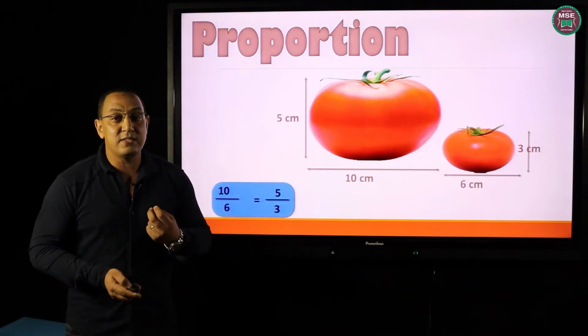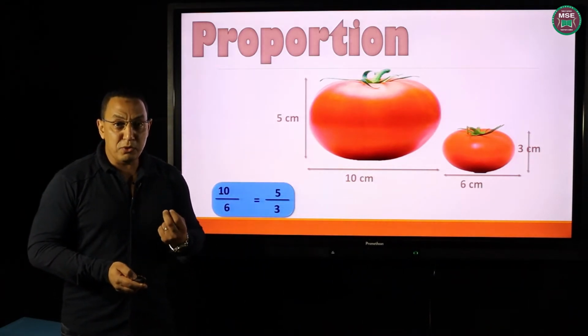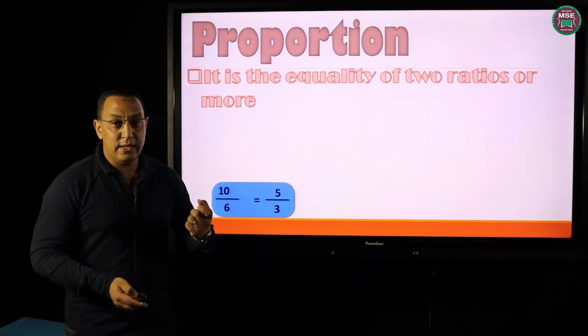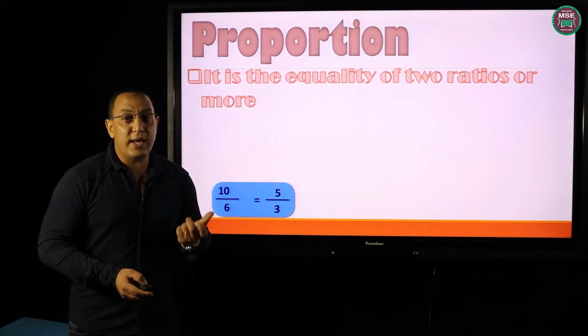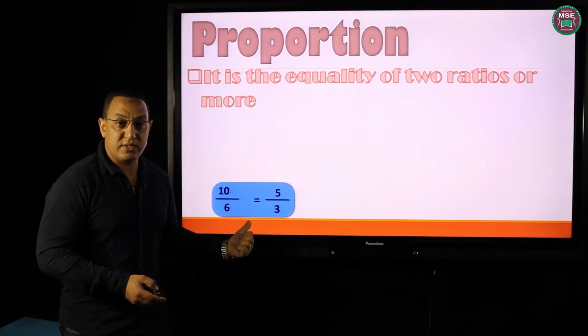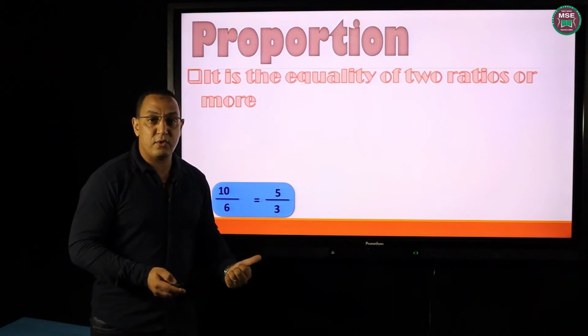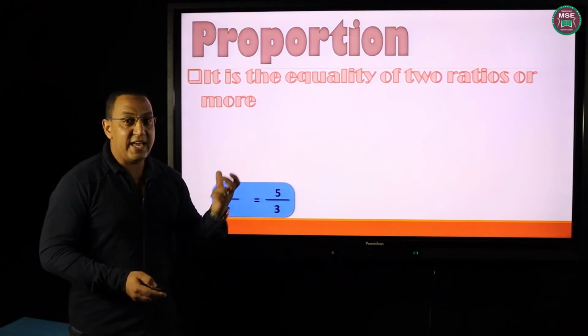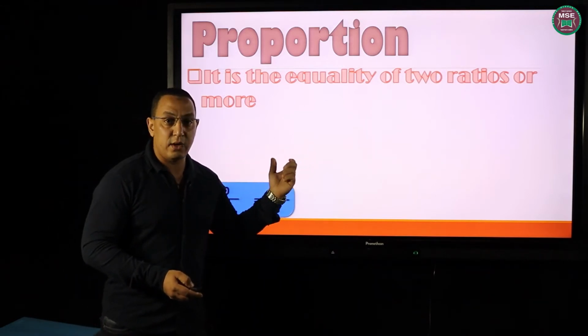So what is the proportion? The proportion is equality of two ratios or more. Again, the proportion is equality of two ratios or more. Now we have the first ratio 10 over 6, the second ratio 5 over 3, so the two ratios are equal. This is a proportion, as we saw before in the last picture.